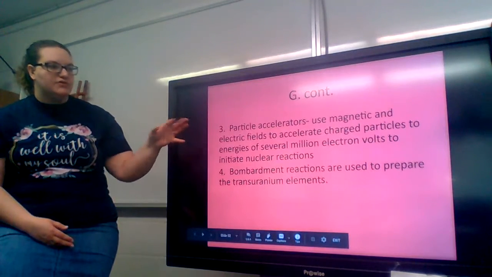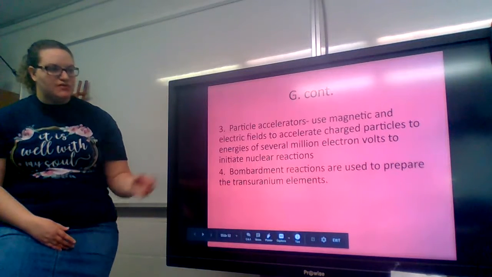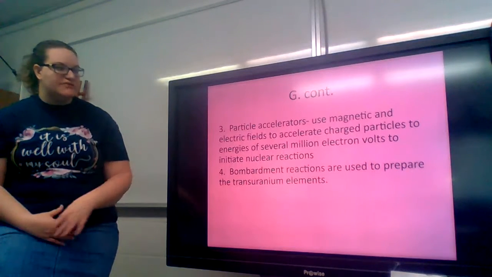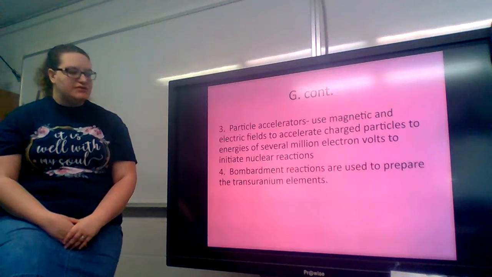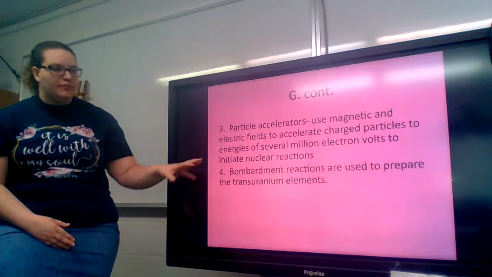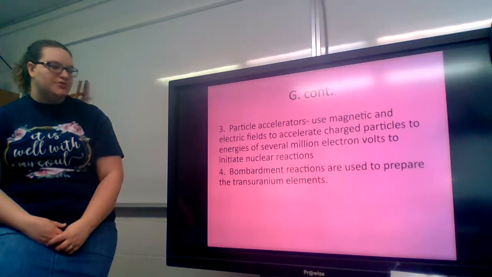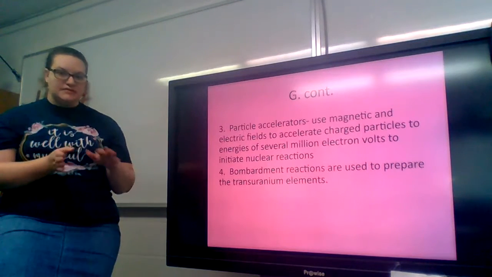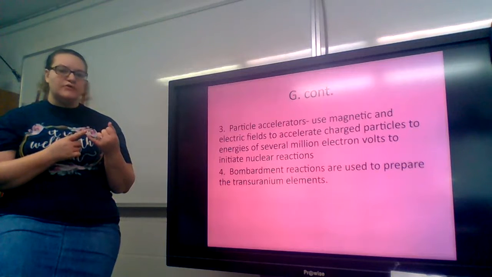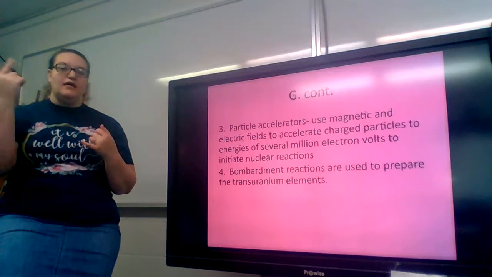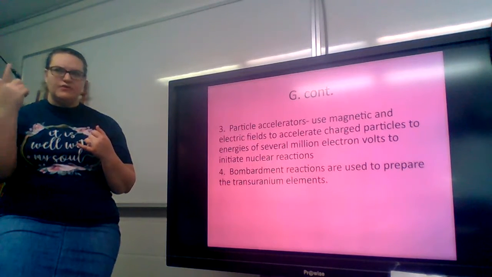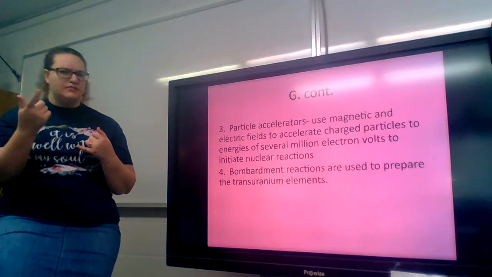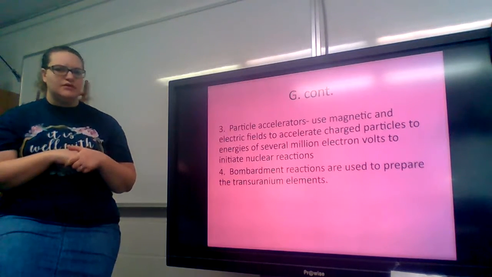Particle accelerators use magnetic and electric fields to accelerate charged particles to energies of several million electron volts to initiate nuclear reactions. The bombardment reactions are used to prepare the trans-uranium elements. So trans-uranium elements are those elements with atomic numbers higher than, what did I say it was, 93? 83? I can't remember. It was a couple slides ago at this point.